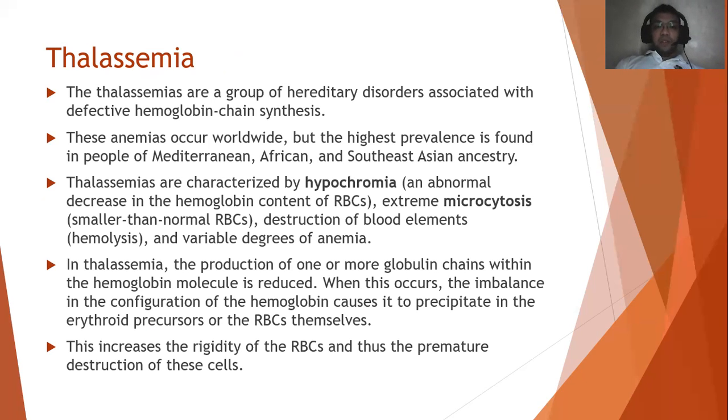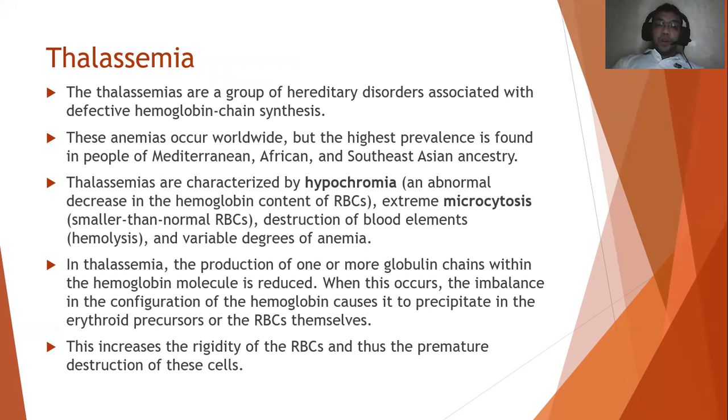Thalassemias are characterized by hypochromia, meaning there's an abnormal decrease in the hemoglobin content of our RBCs, extreme microcytosis, so smaller than usual RBCs, and the destruction of blood elements, hemolysis, and variable degrees of anemia.